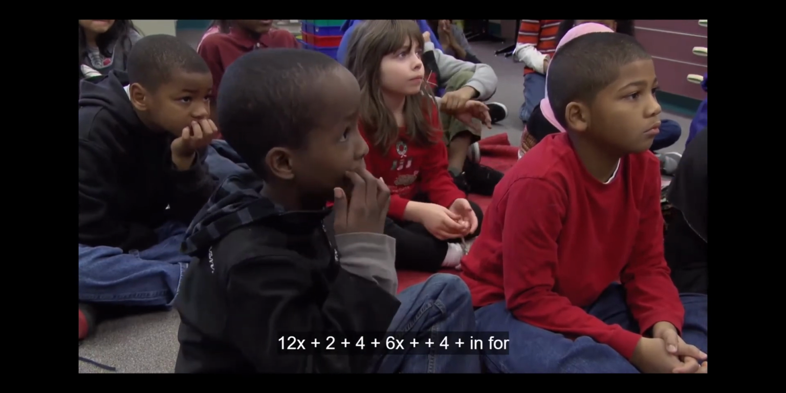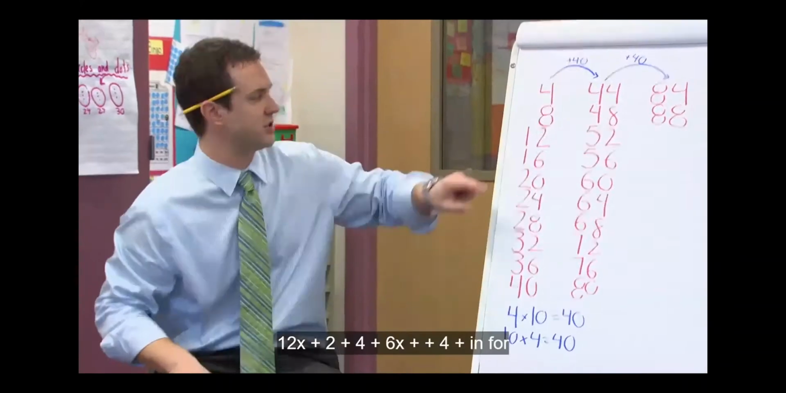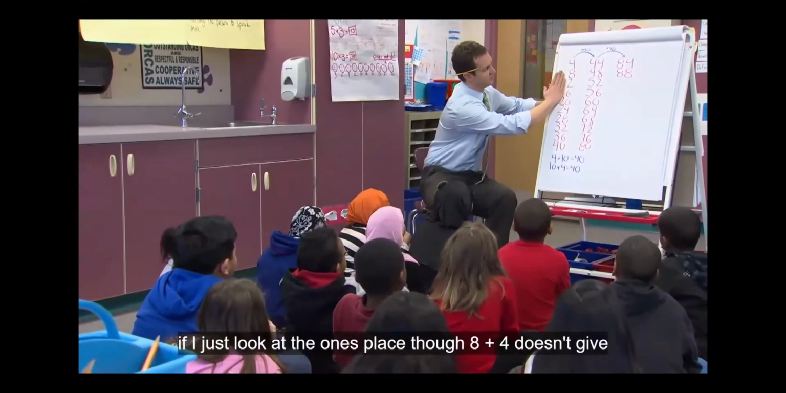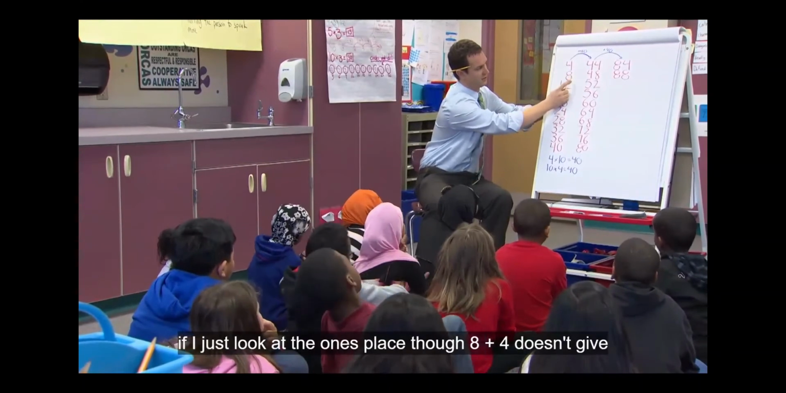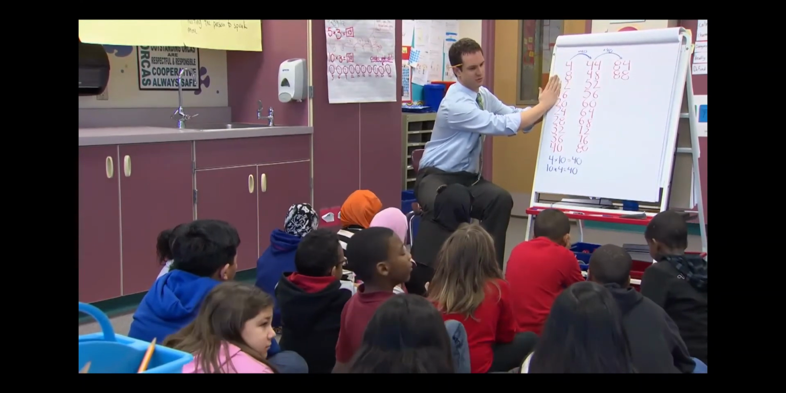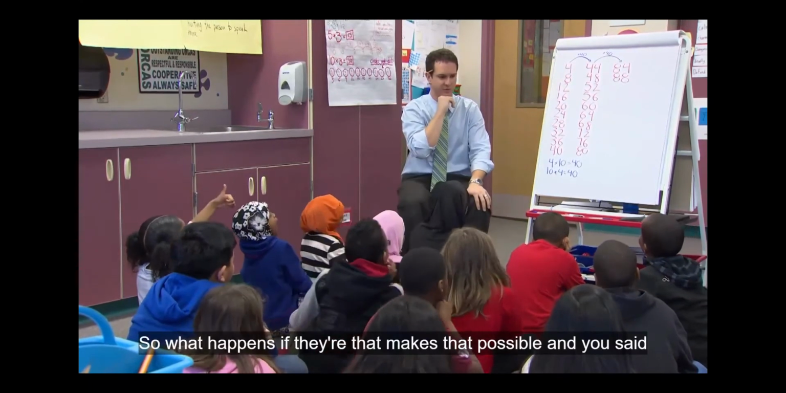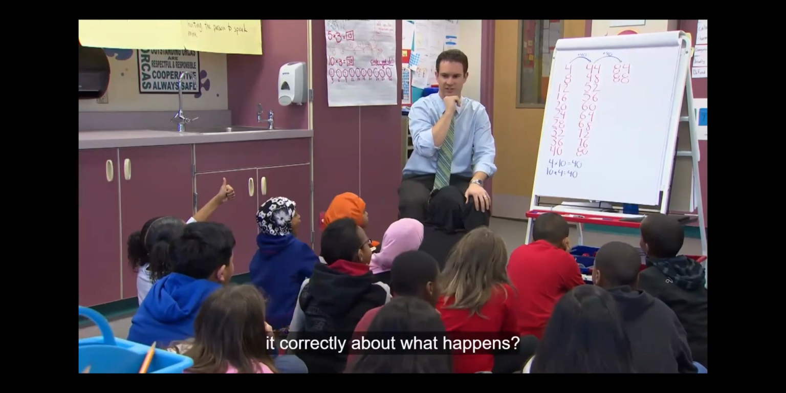You said 2 things there that I just want to be very clear about. Because you said in the ones place it's plusing 4. If I just look at the ones place though, 8 plus 4 doesn't give me 2. So what happens there that makes that possible? And you said it correctly, but I just want to talk about that.